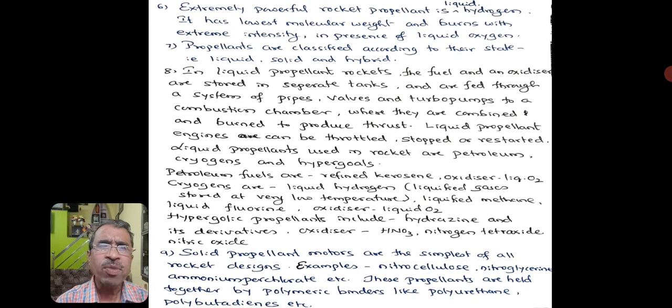We also have solid propellants, and these solid propellant motors are the simplest of all rocket designs. Examples used there are nitrocellulose, nitroglycerin, ammonium perchlorate, etc. These propellants are held together by polymeric binders like polyurethane or polybutadienes, etc.